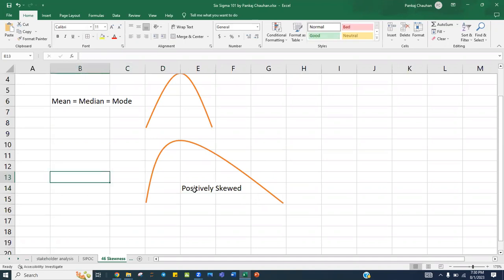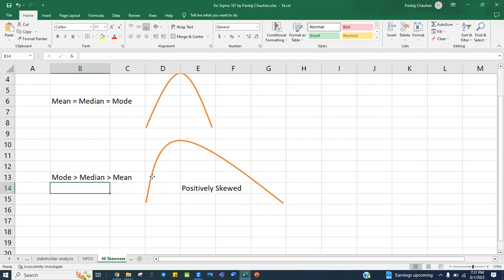In positively skewed data, the mode of the data is greater than the median and is greater than the mean. So mean is the lowest value in the positively skewed data, then comes the median, and the highest value will be the mode. This is your positively skewed data.